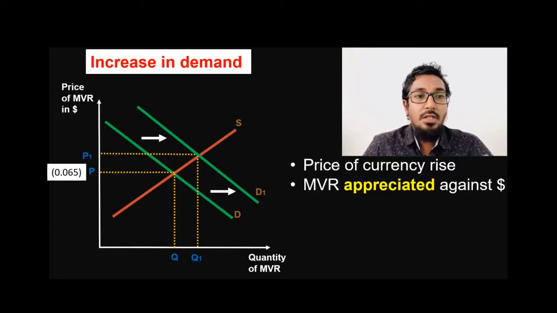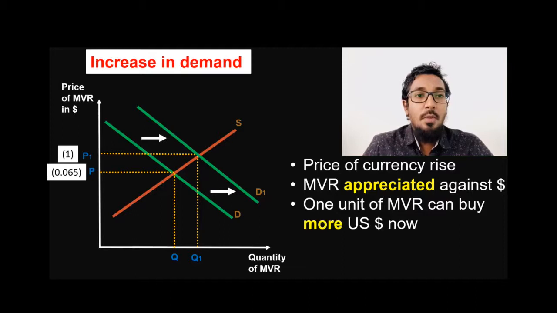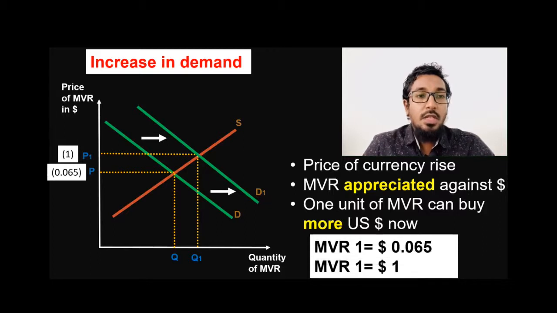But with the change in demand, the exchange rate value has increased to $1, meaning that 1 unit of MVR now can buy more US dollar. For example, initially, 1 MVR can buy $0.065, but with the increase in demand, now 1 MVR can buy more dollar, which is 1, isn't it? With the same amount, we can buy more dollar, right?